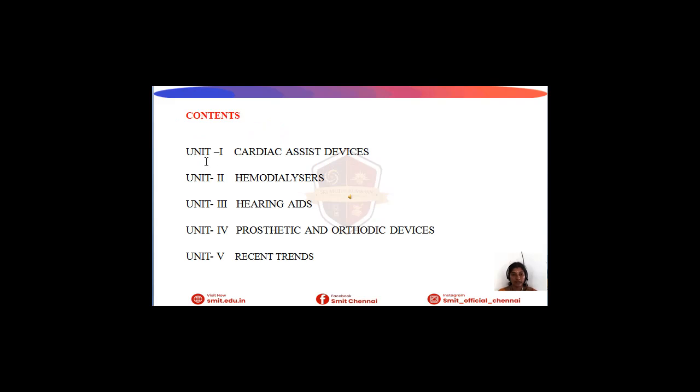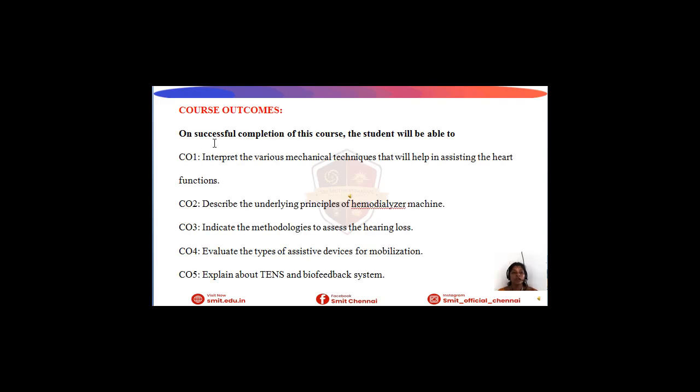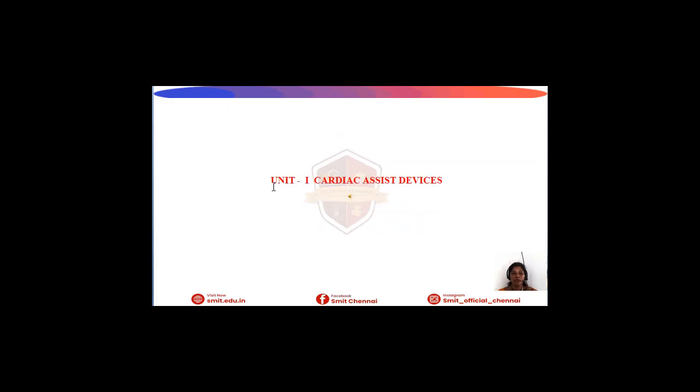These are the 5 units in assistive technology. Unit 1 is cardiac assist devices. Now we are going to see the cardiac assist devices unit only. These are the course outcomes of this assistive technology subject. After learning this subject, we will be able to know these outcomes. Unit 1 is cardiac assist devices.